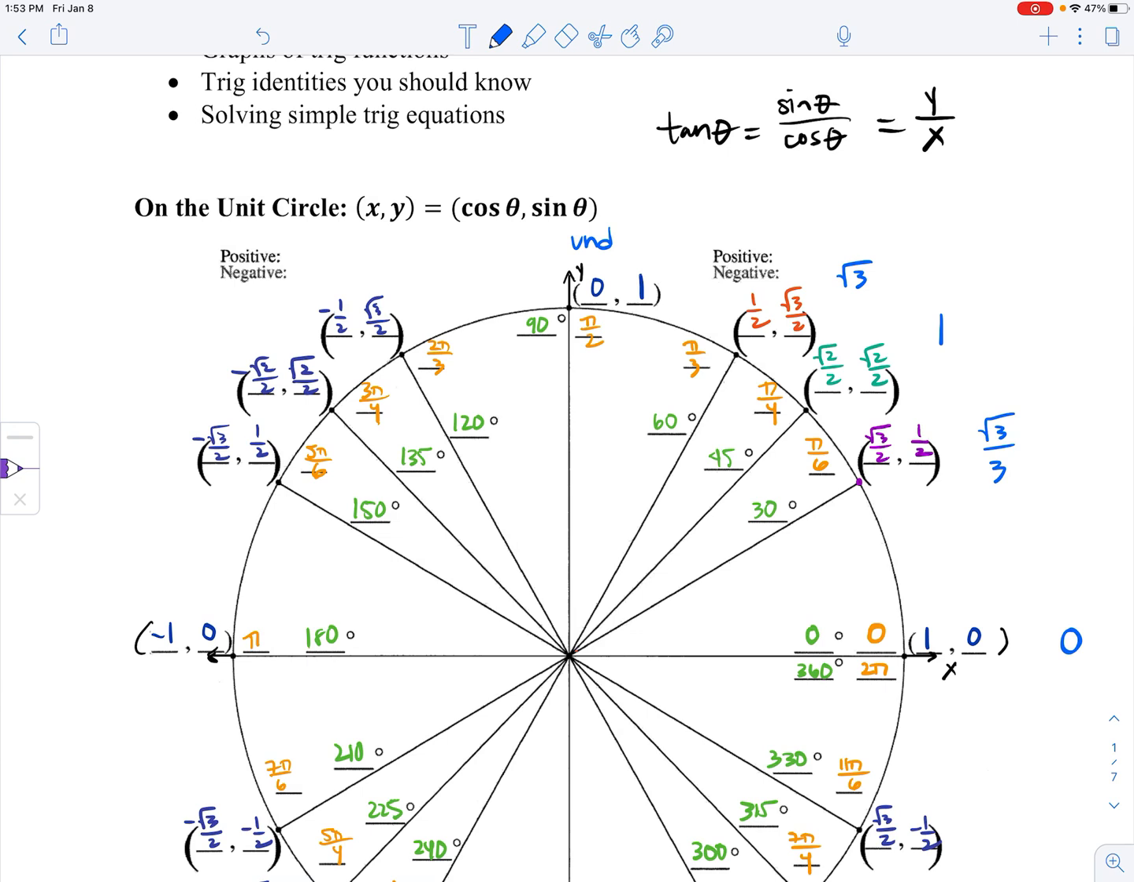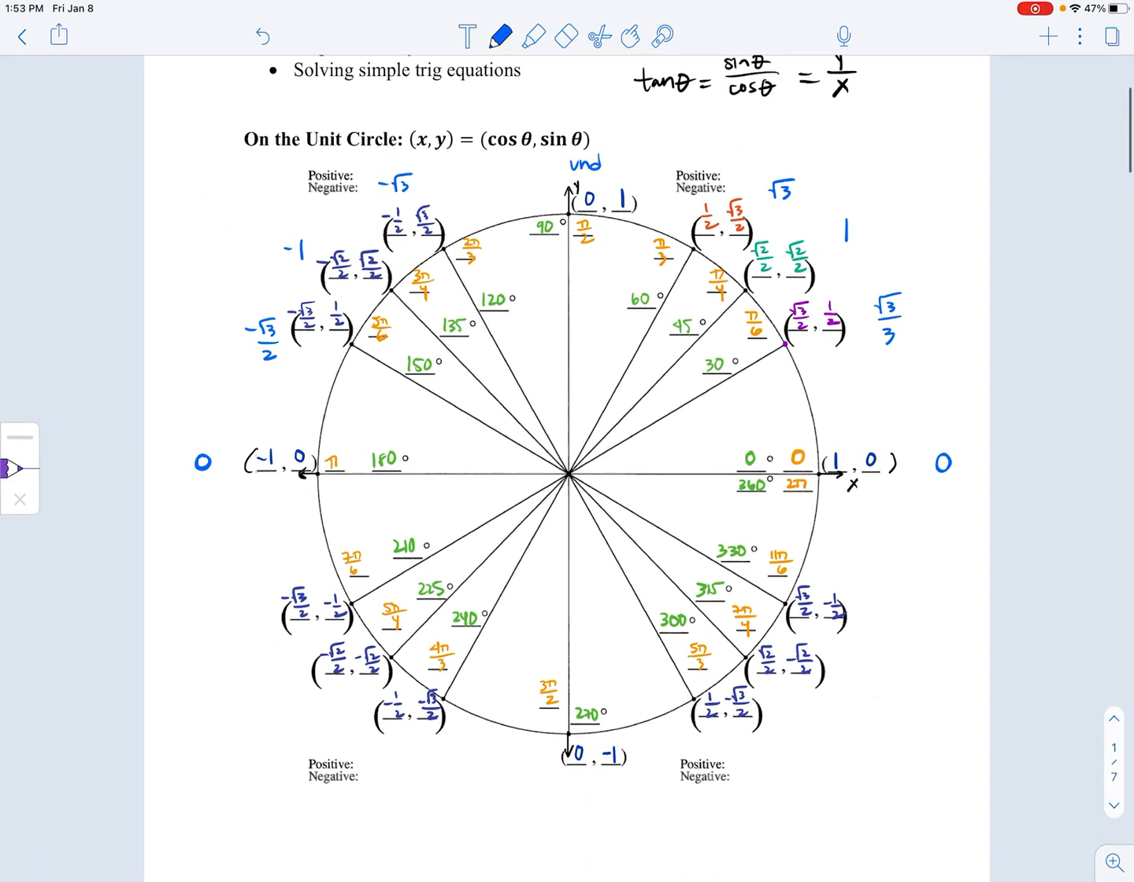And then notice that since the points are all the same values repeated, we can just use symmetry. So since in quadrant 2, the x-coordinate is negative, but the y-coordinate is positive, the ratio for tangent is going to end up being negative, so that should be negative root 3 over 3.